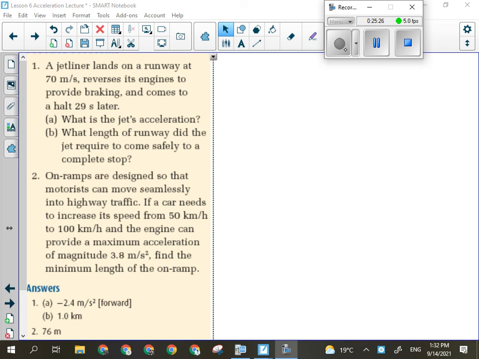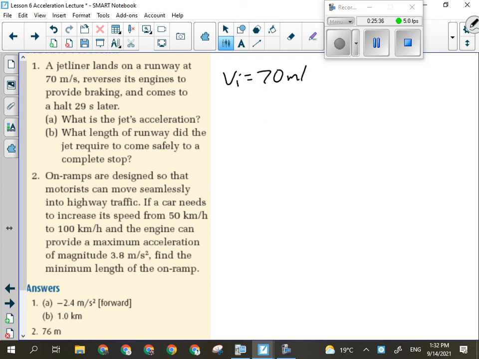Okay, let's have a look at number 1, and I'll give you a little more time to work on number 2. In number 1, we have a jetliner that lands on a runway at 70 meters per second, so VI is 70 meters per second. It reverses its engines to provide braking, which is exactly what they do. If you've ever been on a plane, when they land, you suddenly hear the engines get really loud and the plane starts to slow down really fast, because they reverse the engines and pop up big flaps that provide a bunch of air resistance. They come to a stop, so VF equals 0 meters per second, 29 seconds later.